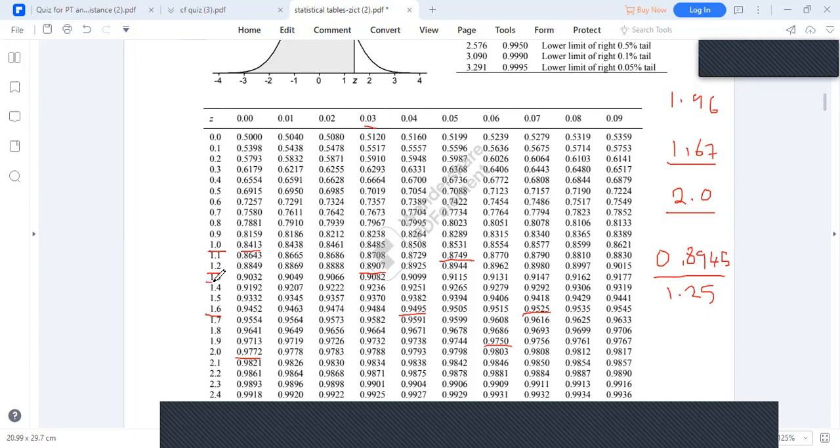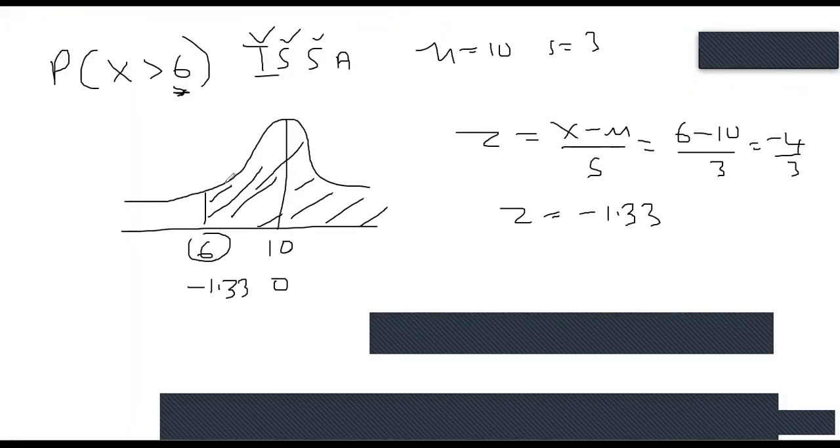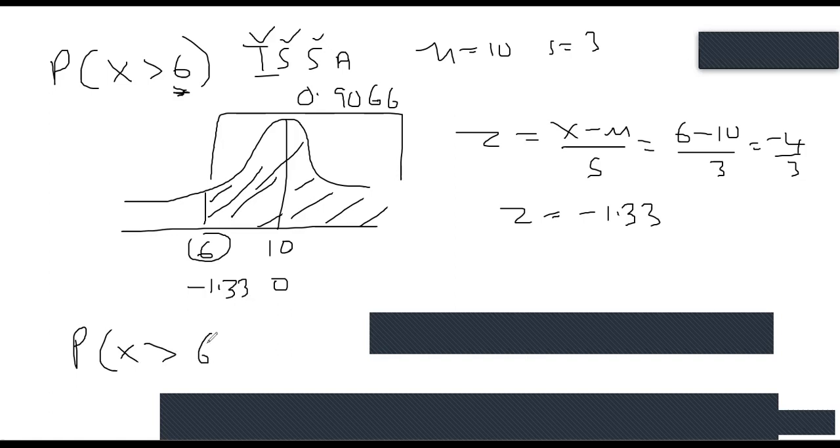You go on 1.3 and on 0.03 where they meet. So the reading will be what? 0.9066. So the big side should be 0.9066. All these positive values that you're reading here are denoting the big side. So are we going to subtract or do we read direct as it is? We read direct as it is. Yes, we read direct as it is. So 0.9066.